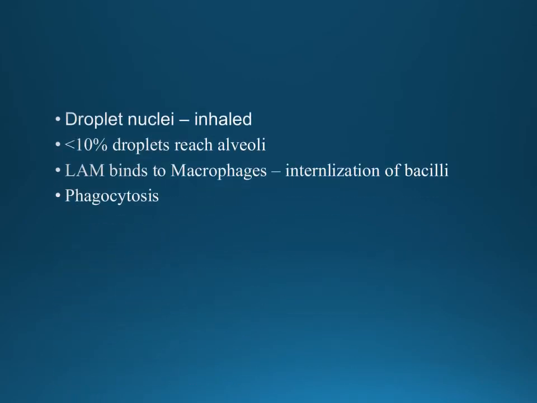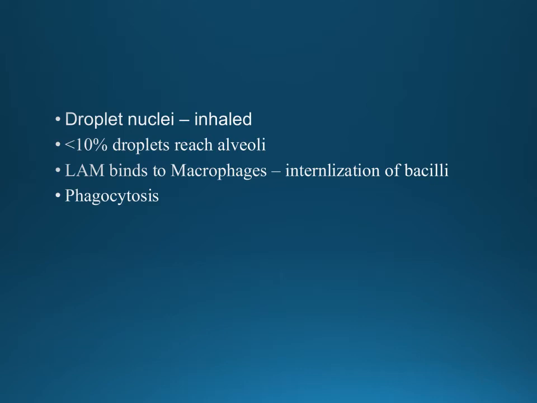Then droplet nuclei. So how do we get this infection? First, the person who is already carrying this bacilli produces certain droplets, and these reach the other person and they inhale them. Less than 10% of these droplets will reach the alveoli, because the rest of them will be cleared by the ciliary action of the upper respiratory tract airways. Now, those droplets which are carrying this bacilli reach the alveoli.